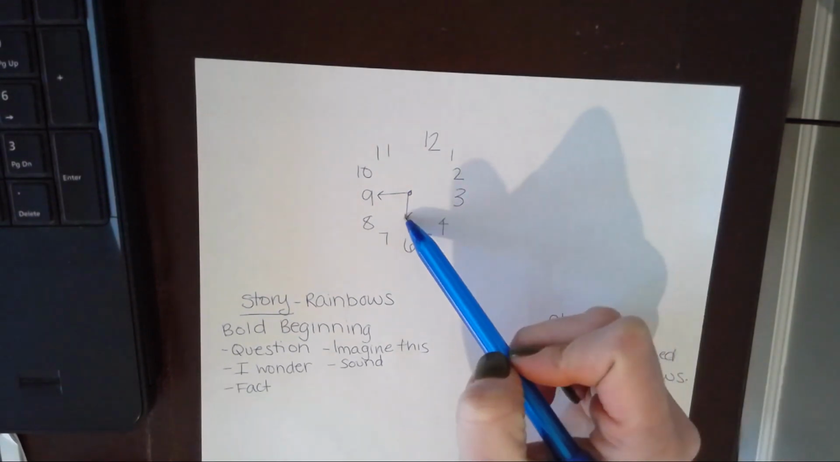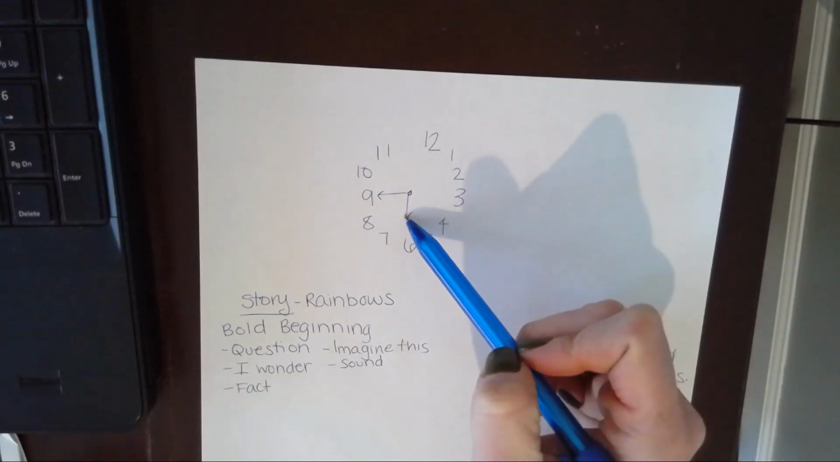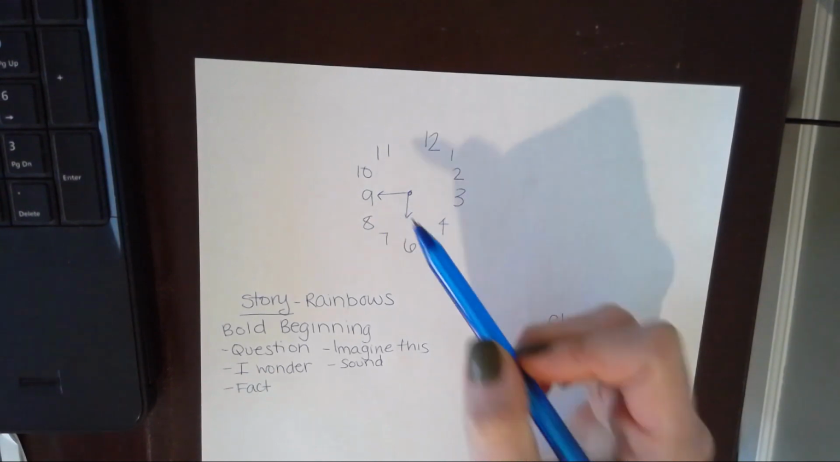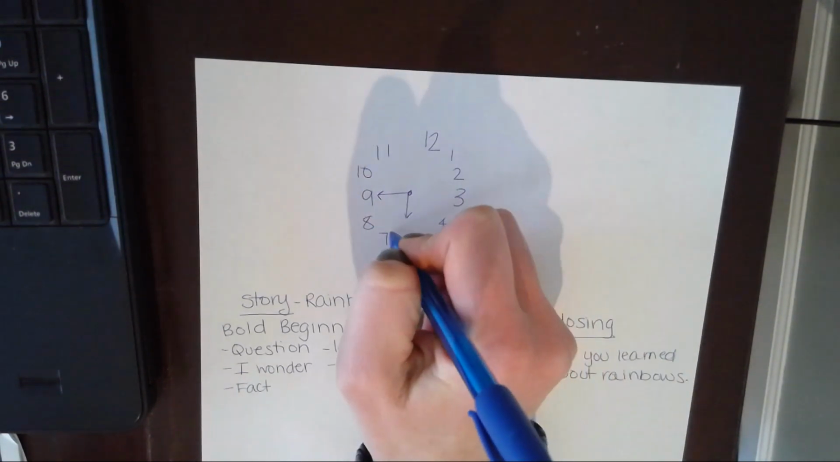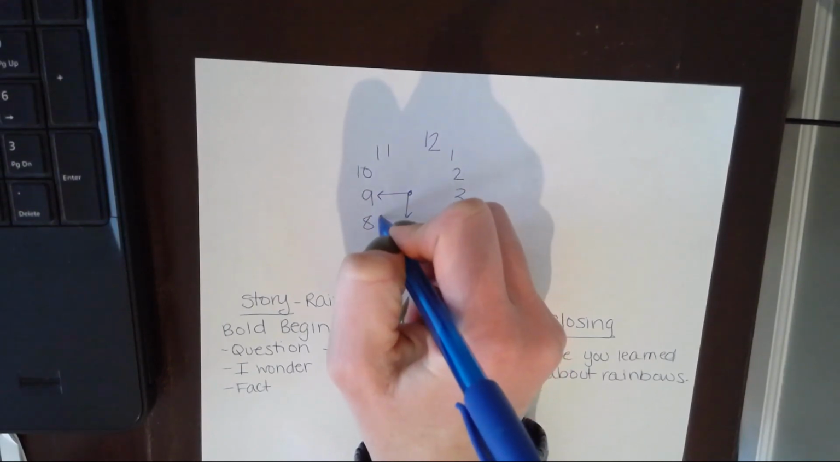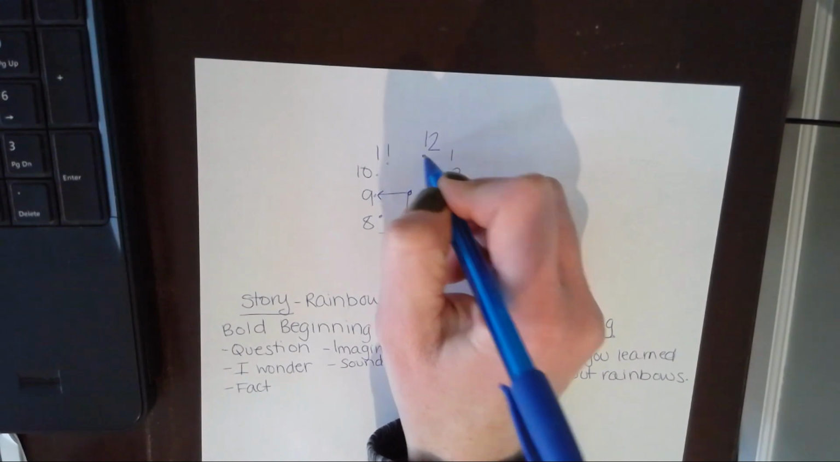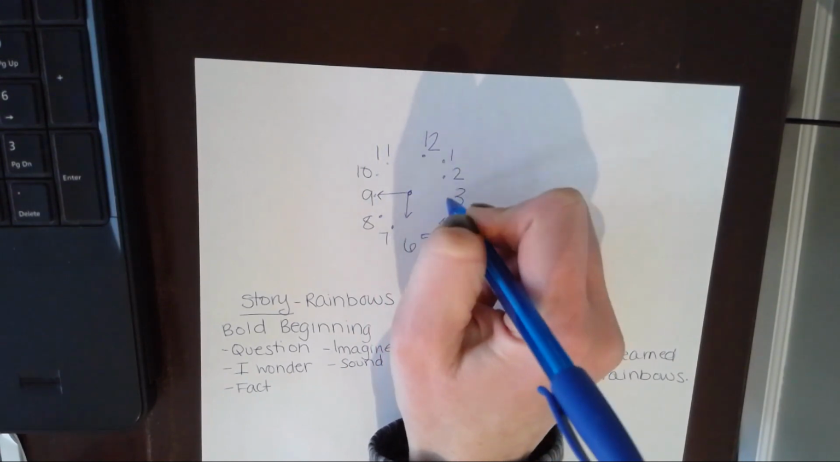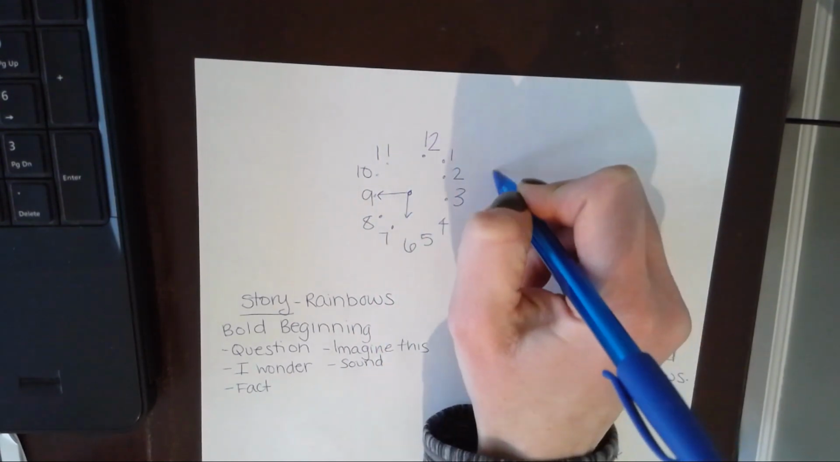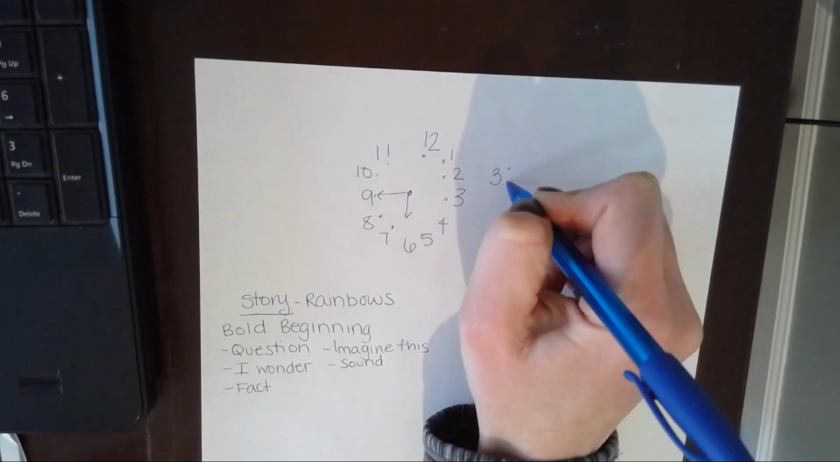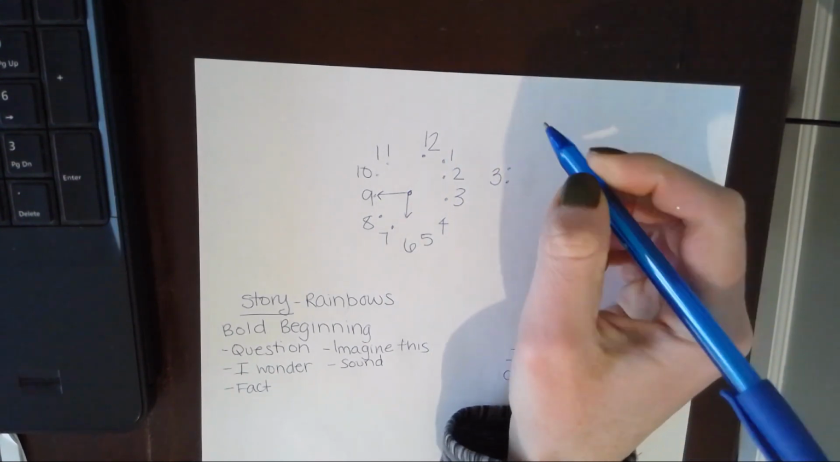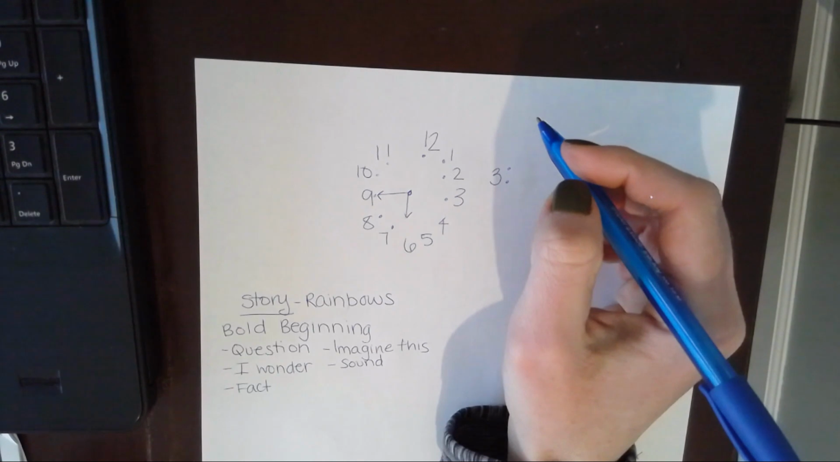So that means our hour hand has to go around the clock 9 times. So if it went around the clock 9 times, it will go 1, 2, 3, 4, 5, 6, 7, 8, 9. So the hour hand would be on the 3, and the minutes would have to move 45 minutes later.